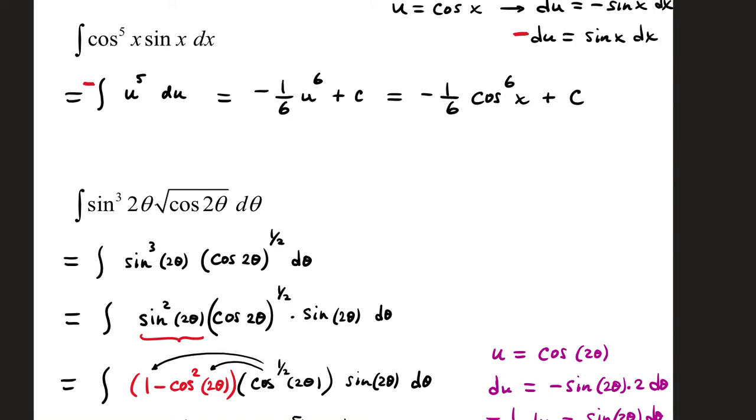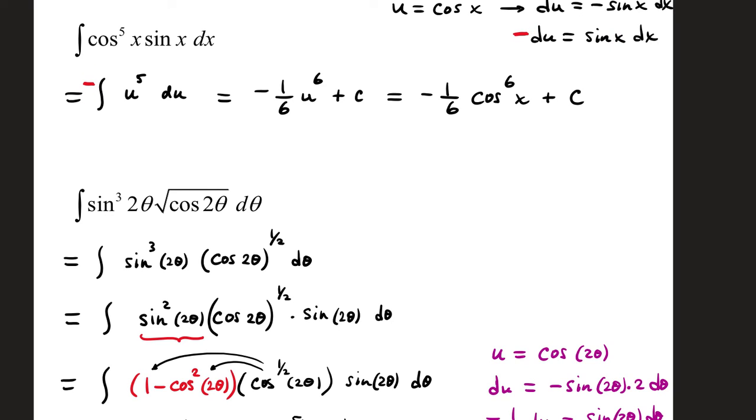The integral of cosine to the fifth x times sine x dx, we can let cosine of x be our u substitution. The derivative of cosine is negative sine x dx. In order to account for the rest of the integral, after we make our substitution, we're going to have u to the fifth here. Sine x dx, once you isolate that in your derivative line, that's negative du.